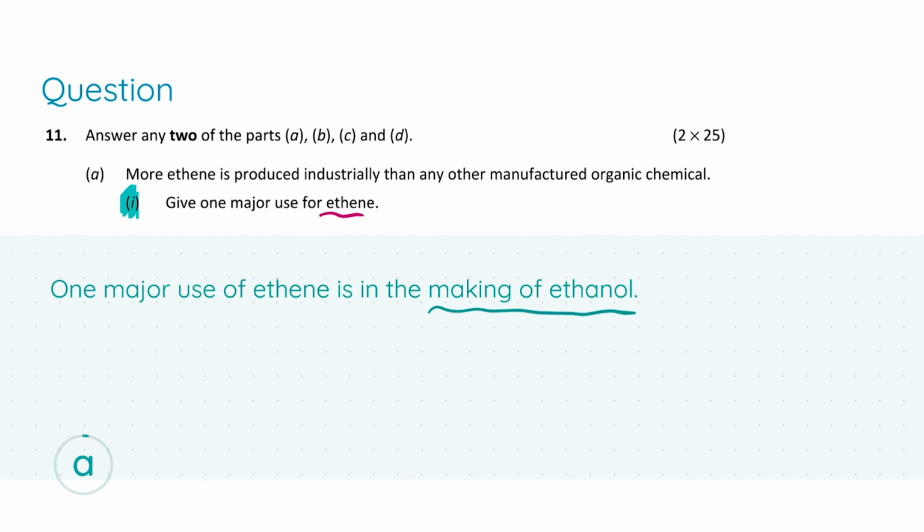This question was worth a total of 4 marks, and the 4 marks are just for a straight-up answer. In this case, the answer would be the making of ethanol, but very easy 4 marks to pick up.